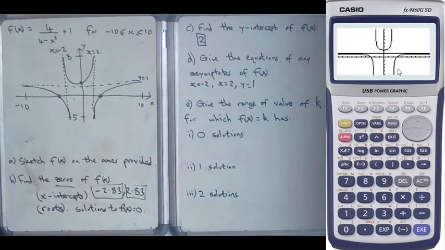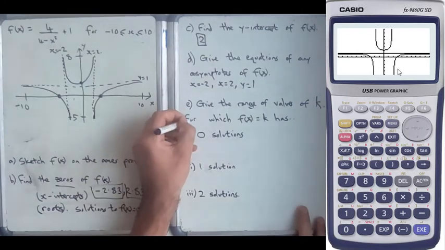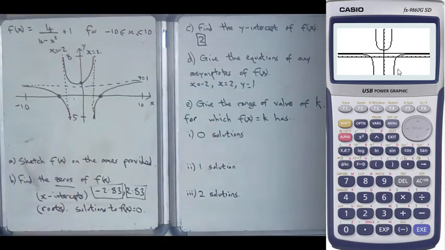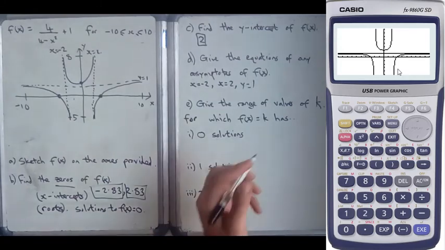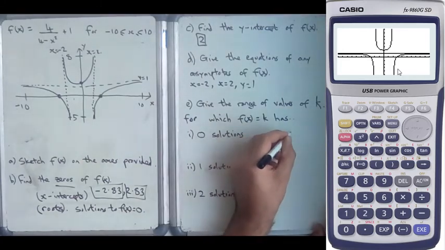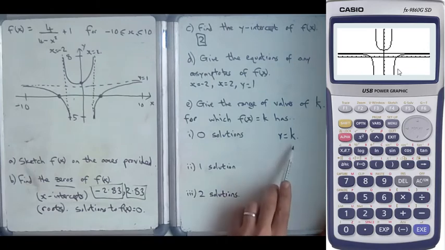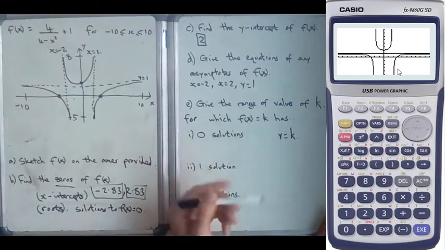Part E is quite hard. So find the range of values of k for which f of x equals k has no solutions, 1 solution, and 2 solutions. So really we need to think, well, what would a graph of f of x equals k, or y equals k, actually look like? So k is just a number, so you're looking for numbers of k that make certain things happen.